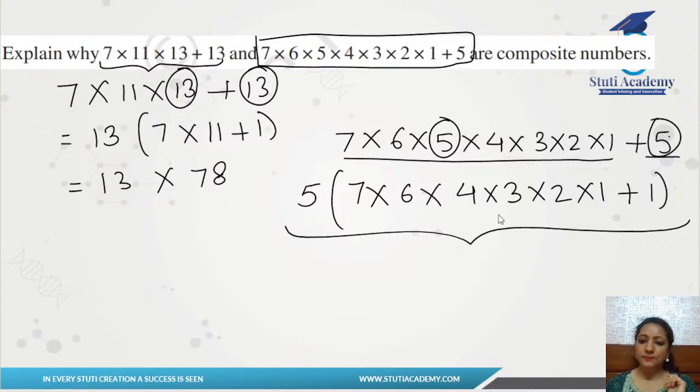So for this number, we have 1 as a factor. That's very obvious. The number is itself its own factor. And then we can see that 5 is also a factor of this number. We have more than 2 factors in this case. So this is also a composite number.